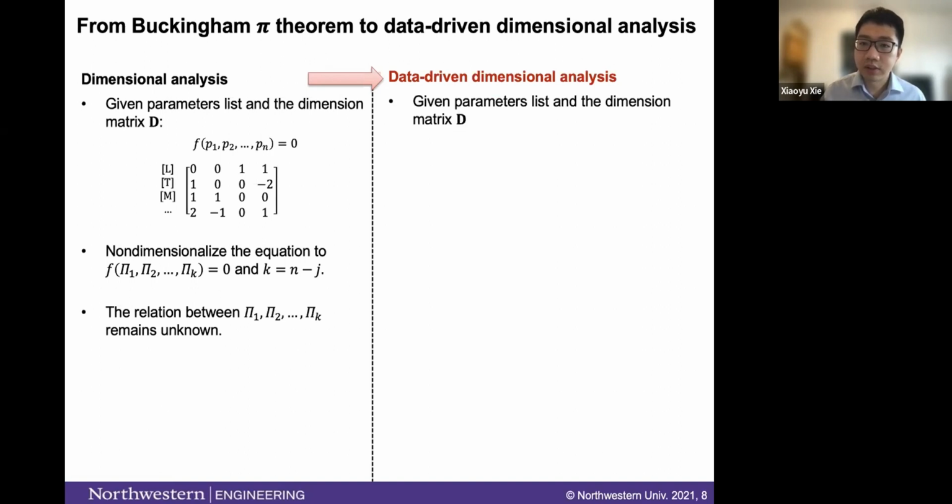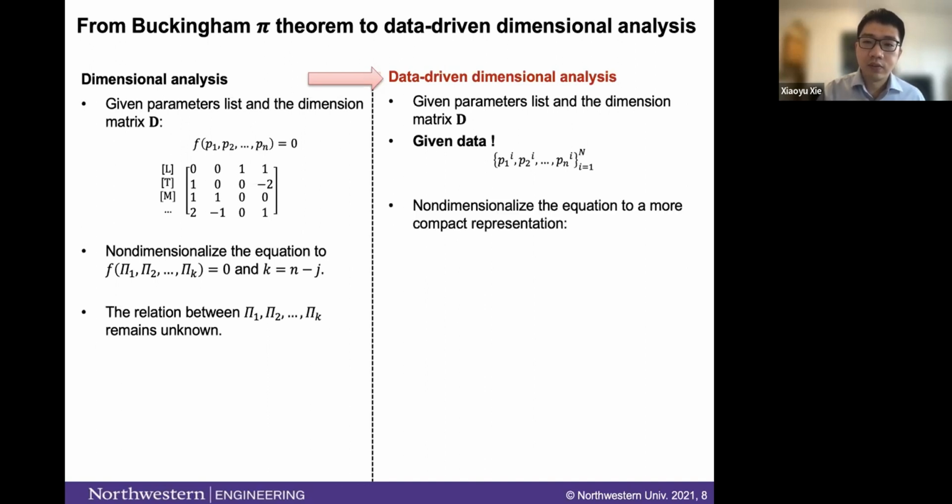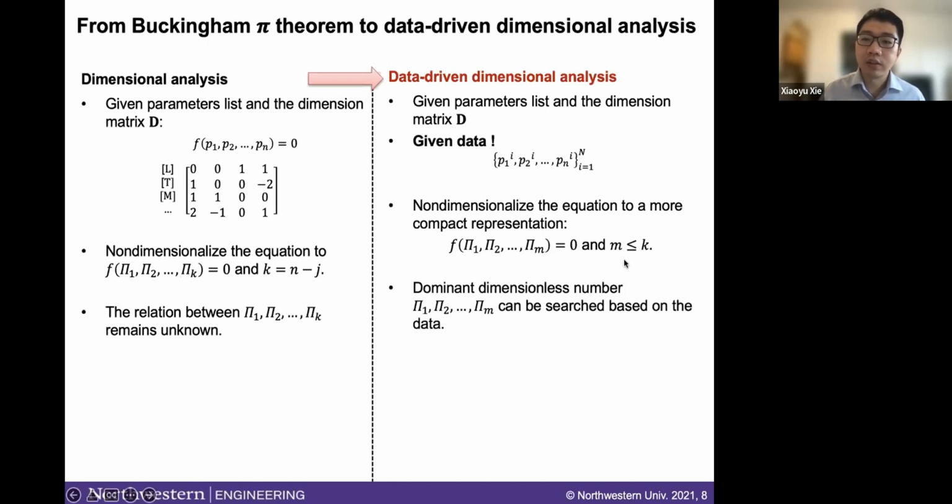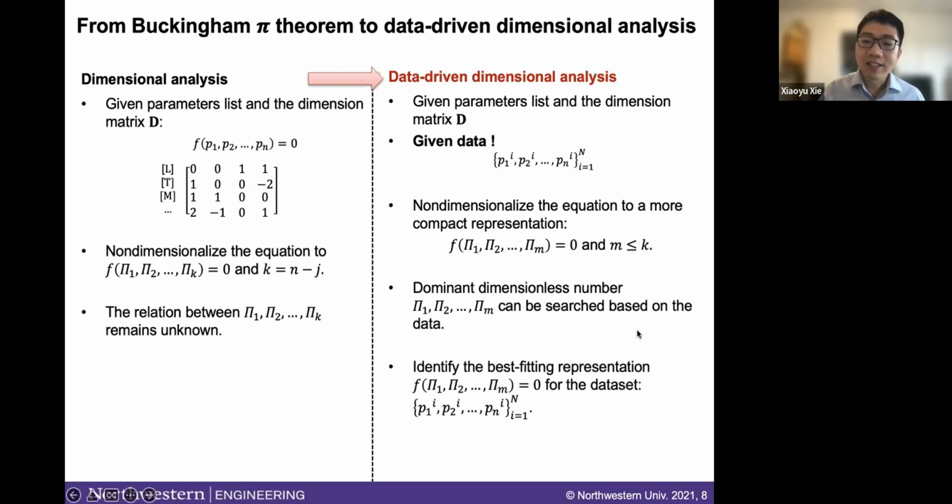So how about data-driven dimensional analysis and our dimensionless learning approach? The first step is the same. We need to find a parameter list and build a dimension matrix. The second step is we need to collect some data, and these data are usually from experiments. We can collect an n set of data for P1 to Pn. After that, we non-dimensionalize the equation in a more compact form. Here we only use m dimensionless numbers to represent the system, whereas on the left side we use K dimensionless numbers based on the Buckingham pi theorem. But here we use m dimensionless numbers because we try to find the dominant dimensionless numbers, and this can be searched from the data. The next thing is we fit the data and try to identify the best fitting representation for these m dimensionless numbers.